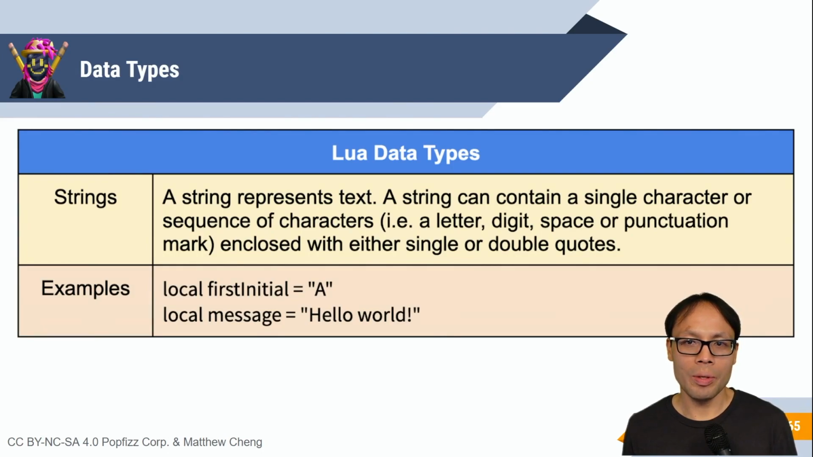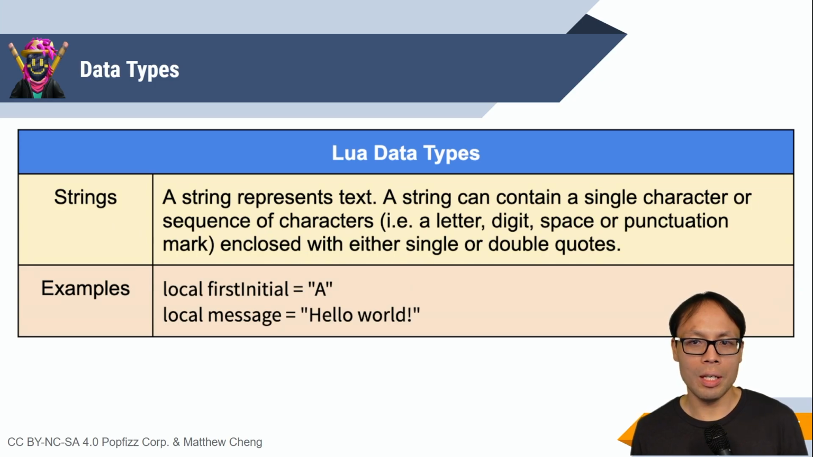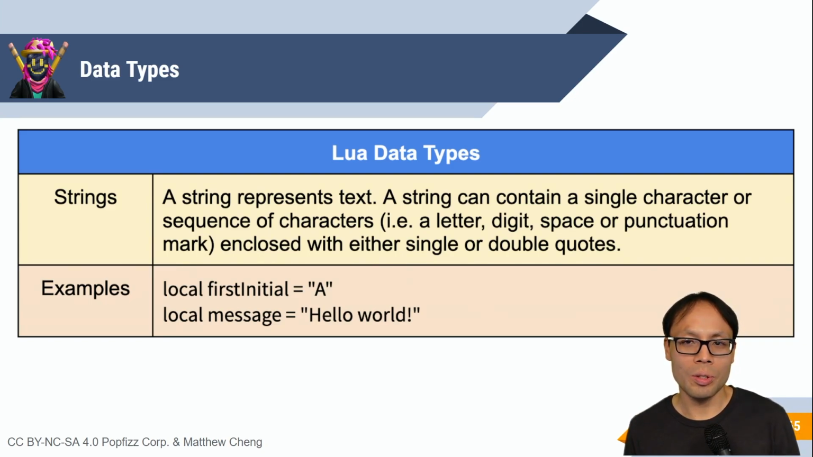All right, last but not least, we have strings. Strings represent text, and a string can contain a single character or a sequence of characters, which include letters, digits, spaces, or even punctuation marks enclosed with either single or double quotation marks. So for example, we could have, let's say, local first initial equal A. We could also have local message like we did with our default script, and we could have a message that just simply says hello world.